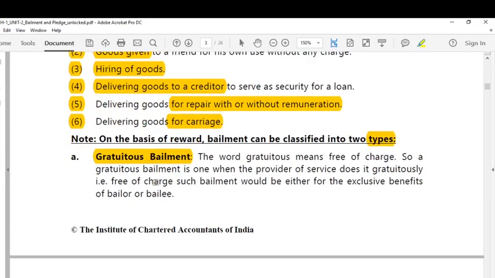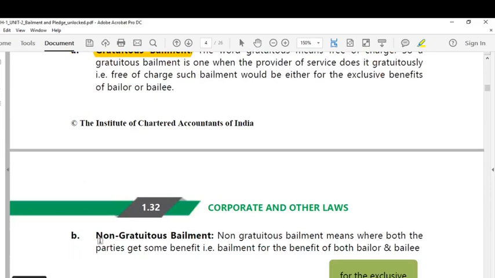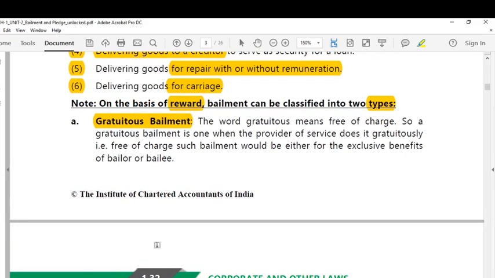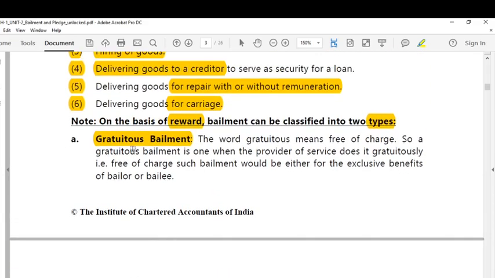So on the basis of reward, bailment can be classified into two types. So there are two types of bailment which are based on the reward. One type is called gratuitous bailment, and the other one is called non-gratuitous bailment. When it comes to gratuitous bailment, the word gratuitous means free of charge.